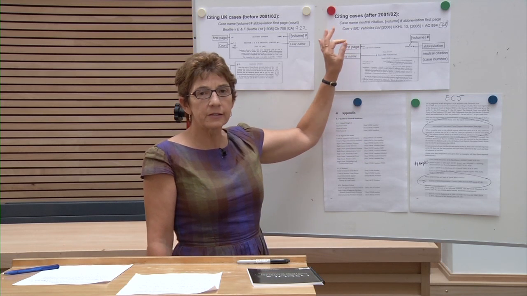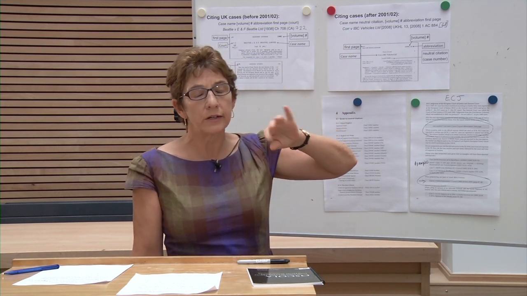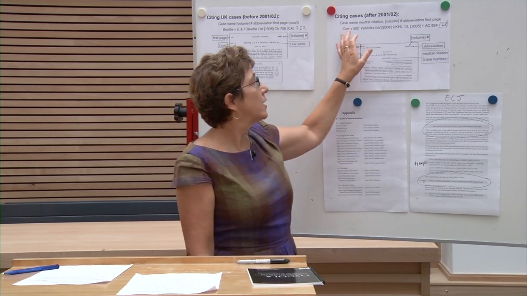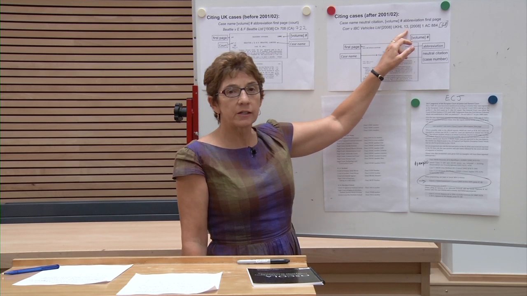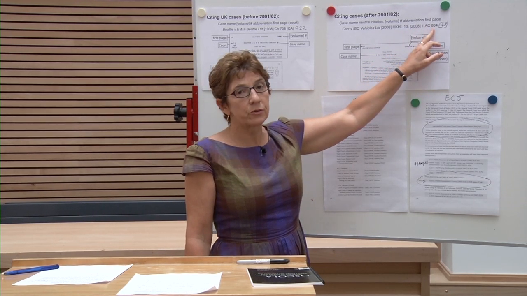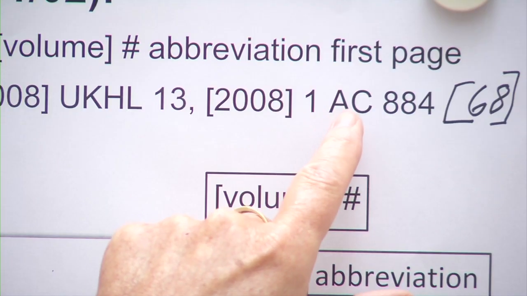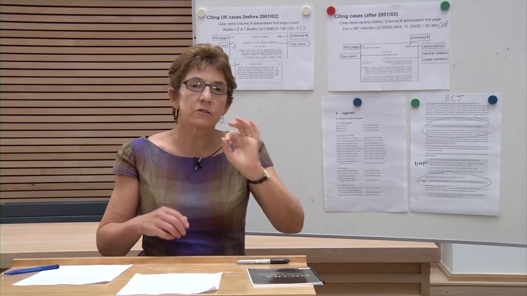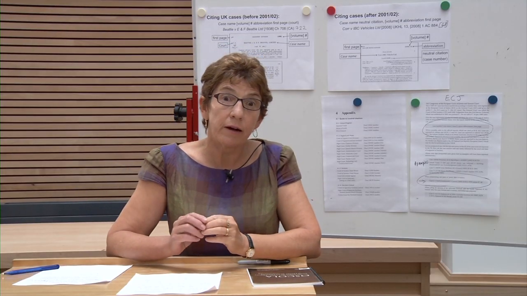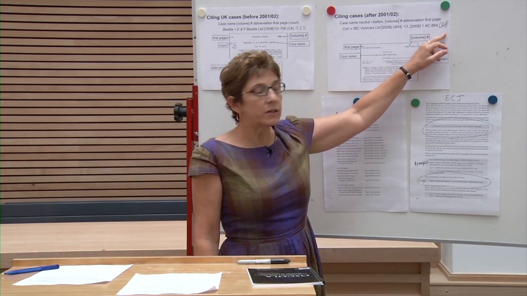So for cases that have a neutral citation, that is those after 2001 or in some courts 2002, party names in italics, neutral citation, and then the best report again. And then you'll see here I've got in square brackets 68. That's because I'm wanting to refer to the content, to what the judge said, which is in paragraph 68 of that judgment. So you write that by putting square brackets around the paragraph number.